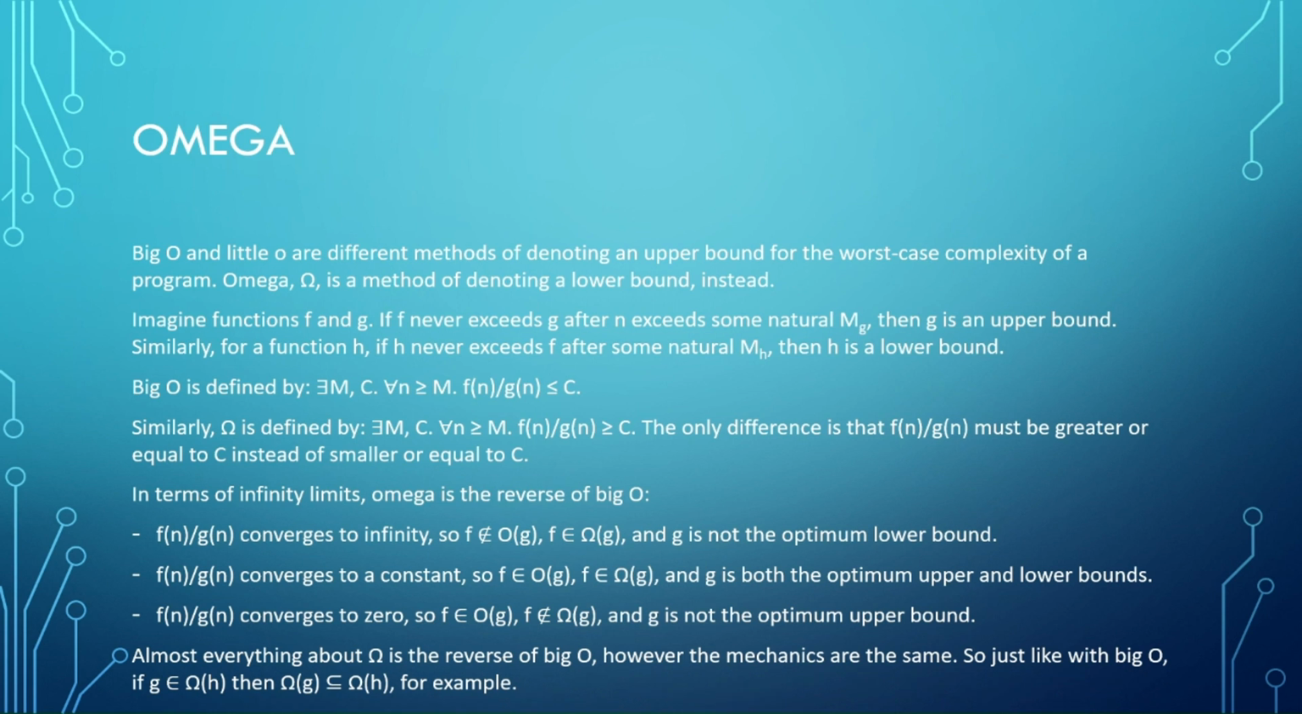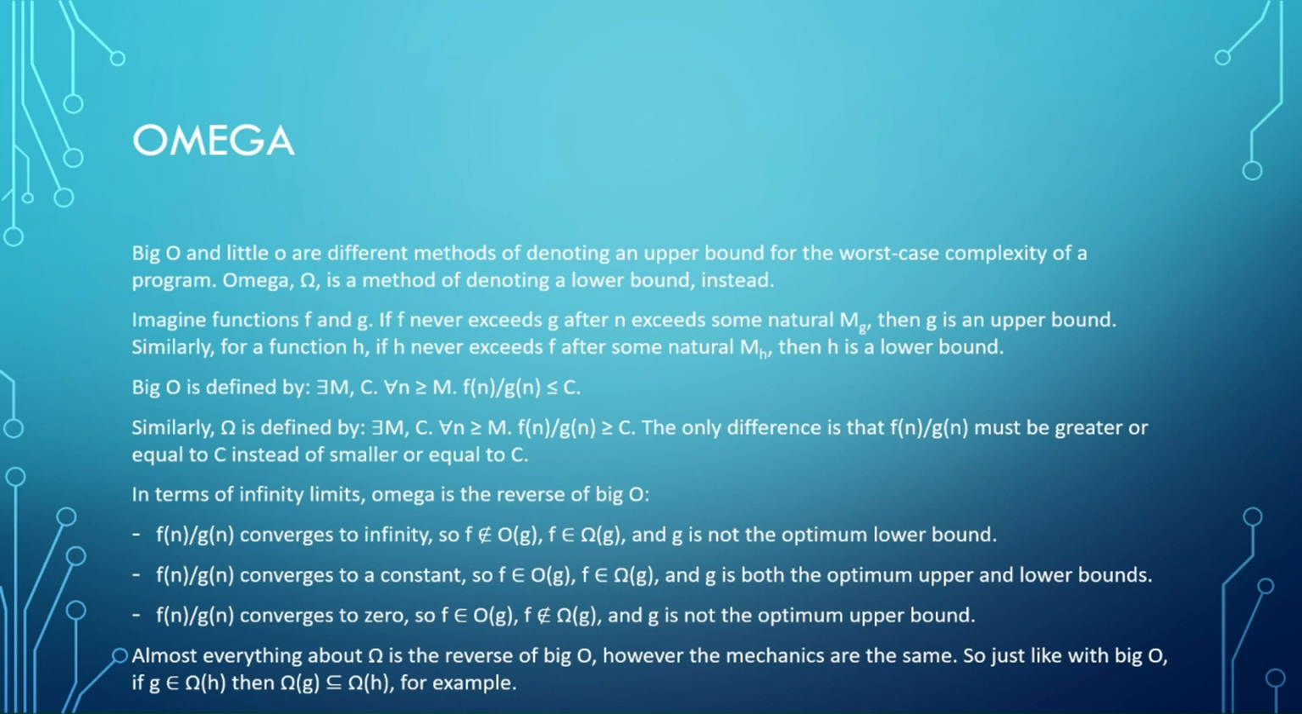So almost everything about omega is the reverse of big O, but the mechanics of it are the same, because it's still measuring the worst case complexity, for example. And the theory about the sets of orders still applies to the sets of omegas. So just like with big O, if g is of omega h, then omega g is a subset of omega h, for example. That's an example of how some of the mechanics might be the same instead of mirrored.